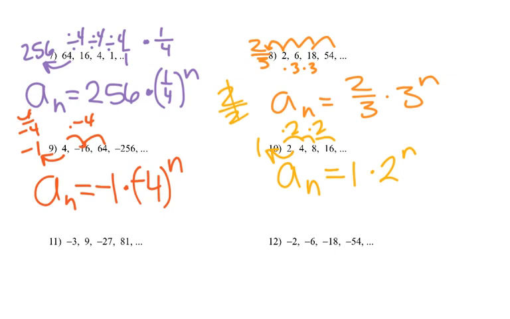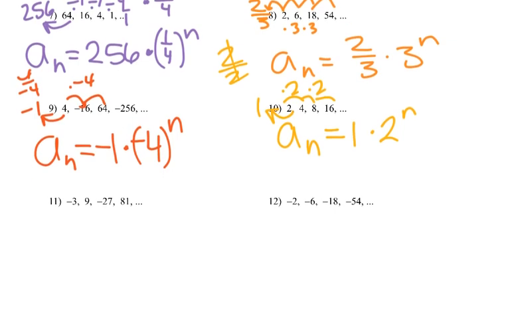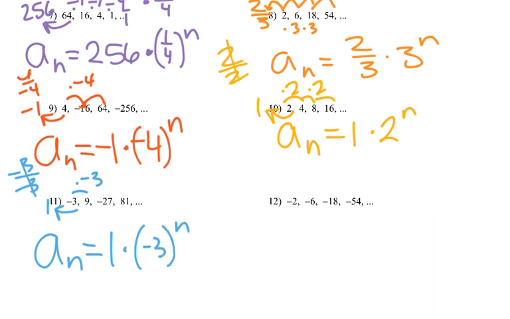All right, looking at number 11. Negative 3 to 9 to negative 27. Again, we've got the negatives. 3 to 9, we're multiplying by a negative 3. 9 to negative 27, definitely multiplying by a negative 3 each time. Going backwards, negative 3 divided by negative 3, because it wouldn't be 0, becomes 1, positive. So a sub n equals my start, 1 times my negative 3. Raise that to the n power.